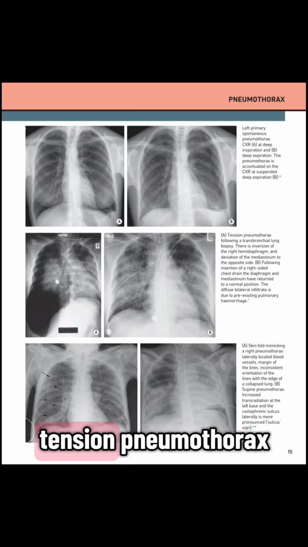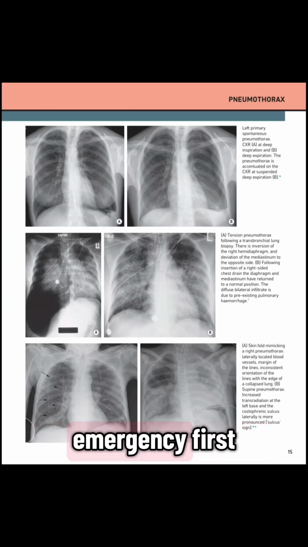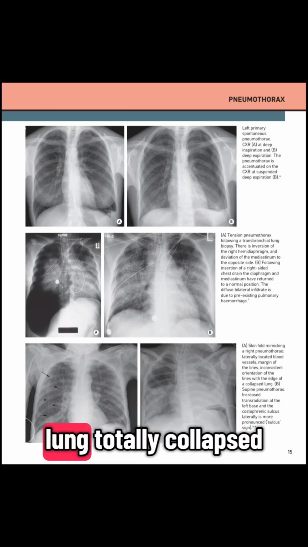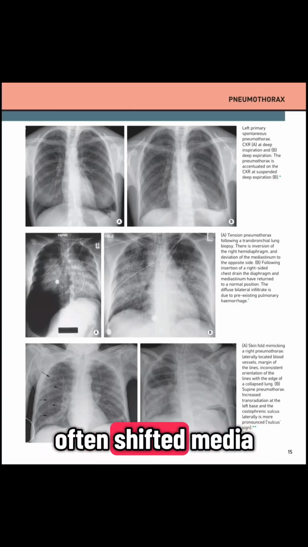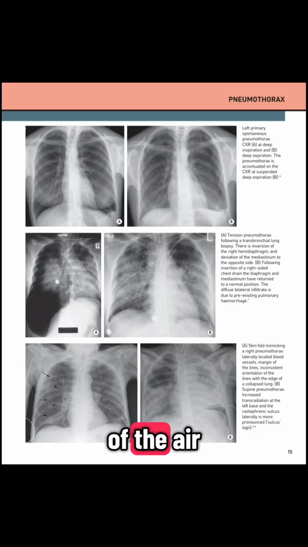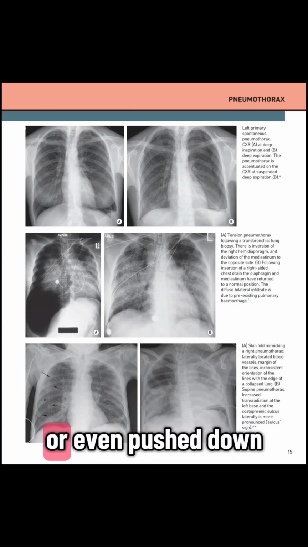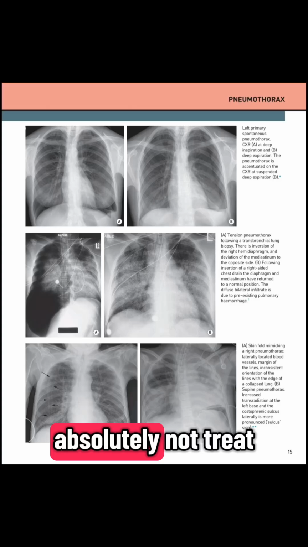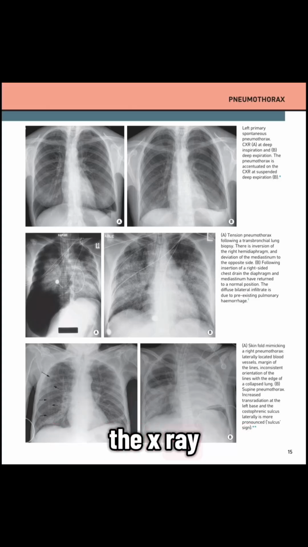And the emergency tension pneumothorax. That's a clinical emergency first, imaging second. But on CXR, you'll see the lung totally collapsed, often shifted mediastinum. The heart and trachea pushed away from the side with the air, and the diaphragm might be flattened or even pushed down. But the key is clinical suspicion. Don't wait for the X-ray if you suspect it. Absolutely not. Treat first. The X-ray confirms later.